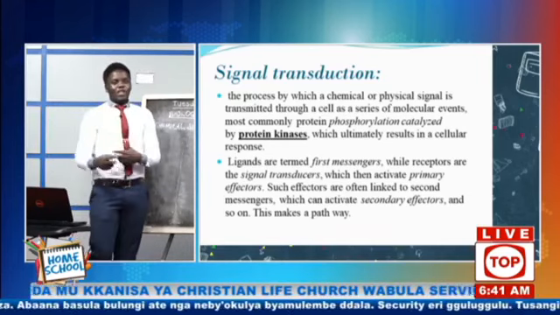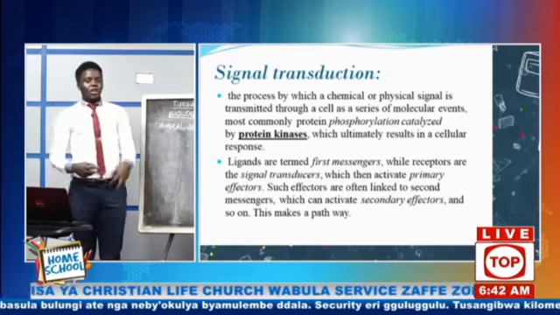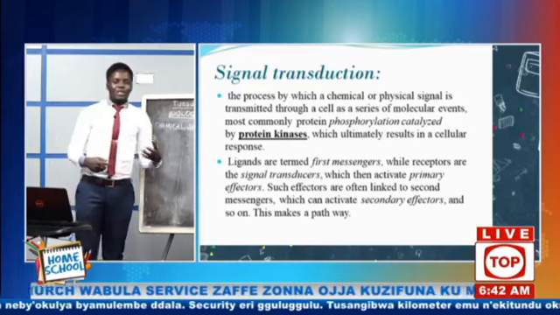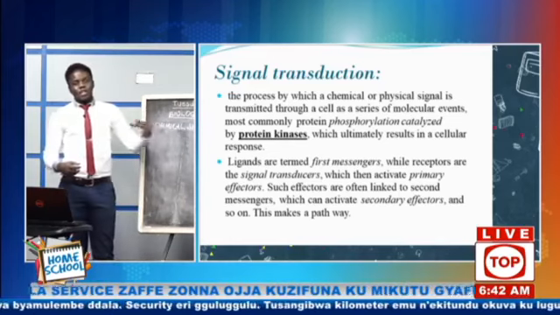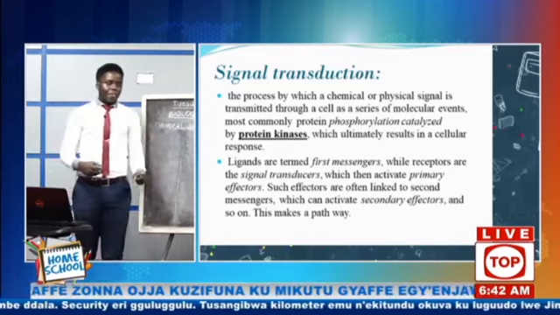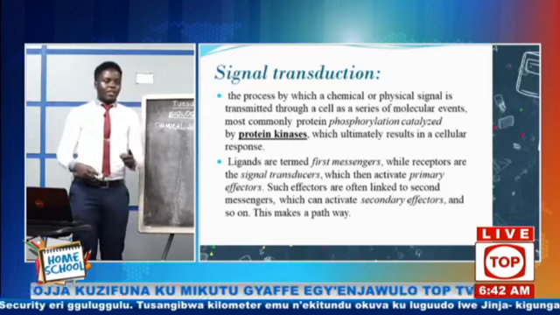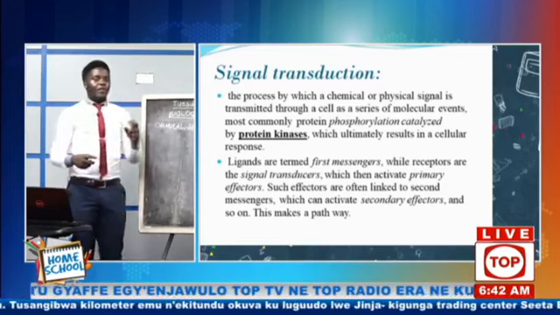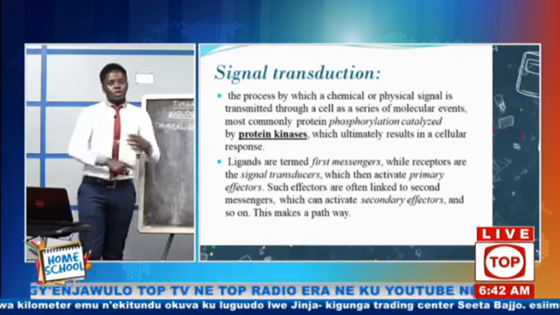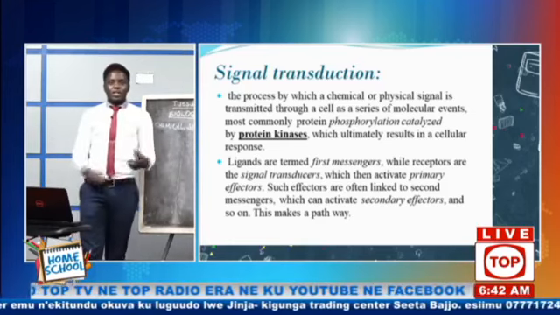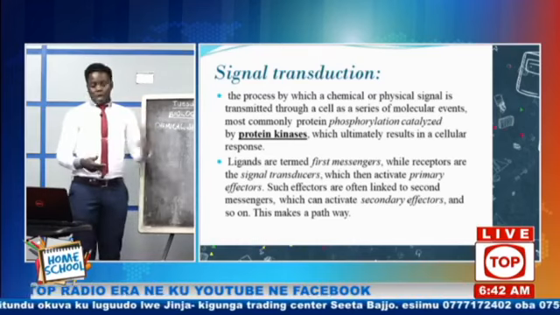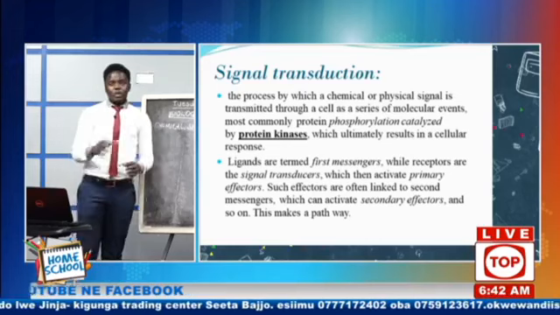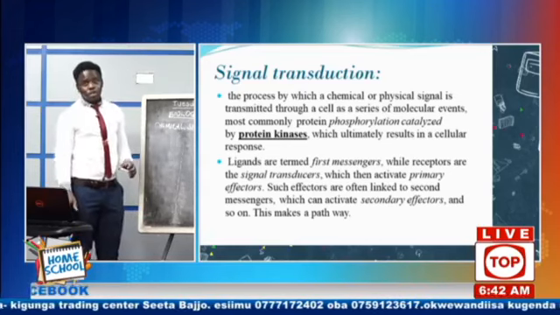The transducer then passes on the information to the second messenger. The second messenger then transports the information to the primary effector. We are going to see this a bit later. And then the primary effector takes it through a pathway that leads to the secondary effector until we have a response. So if you take me to the next slide, I would like to explain what I've just said.